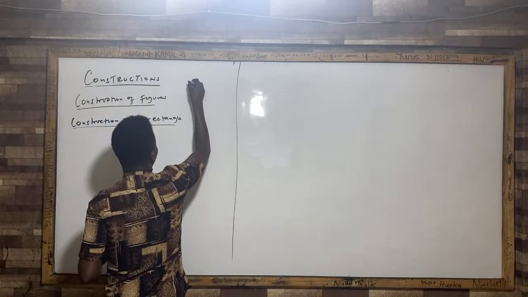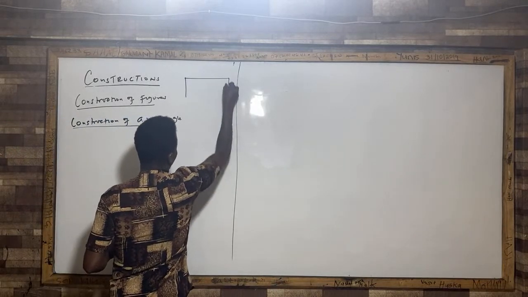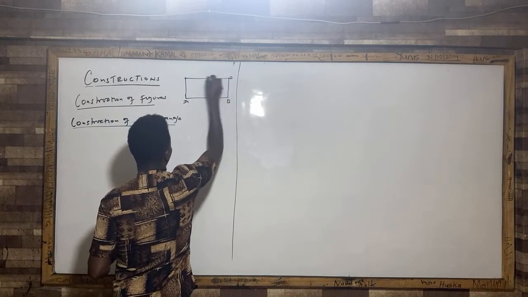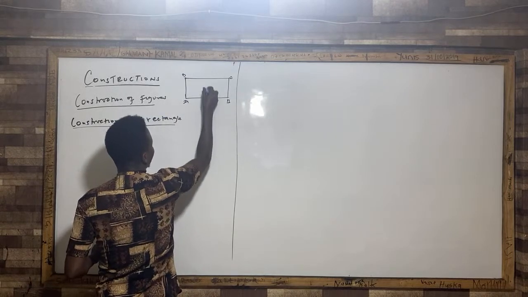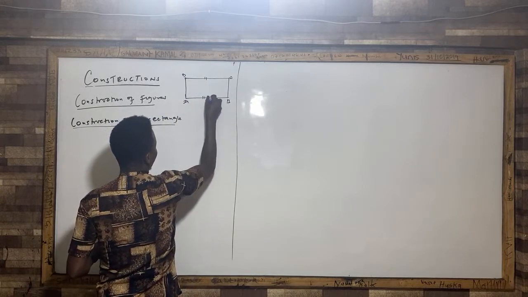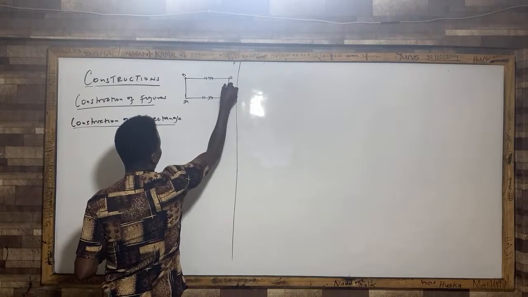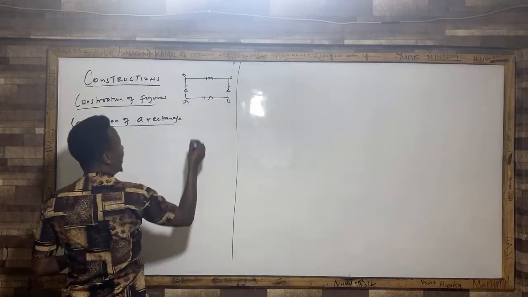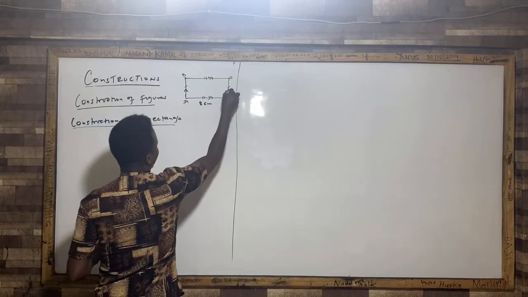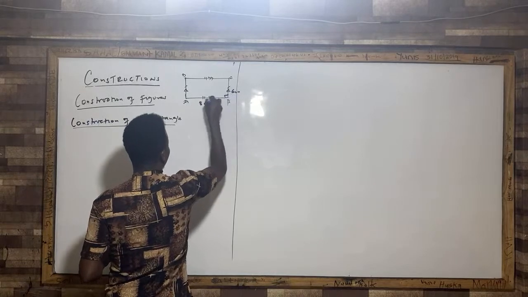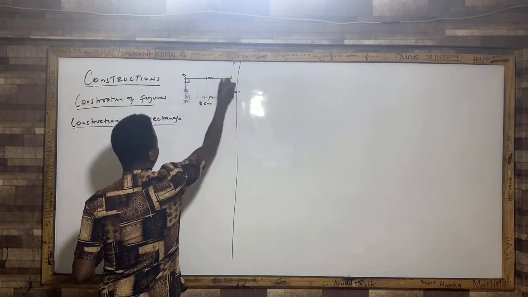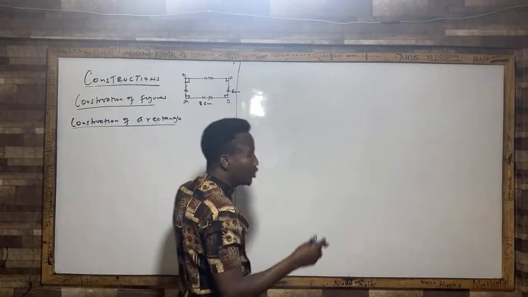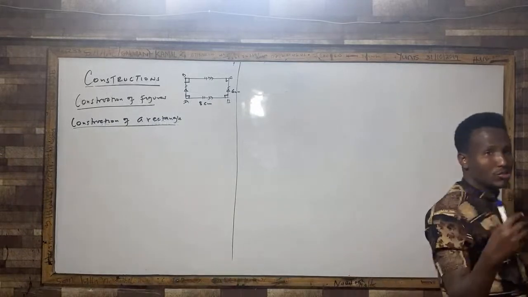Let's say this will be the rectangle we are going to construct. This is A, B, C, D. Let's say these two sides are equal and parallel, and these two are also equal and parallel. Let's say this is 8 centimeter, this also 6 centimeter, and each angle is 90 degrees. So that's a sketch. You have the figure in sketch form, but we need to construct.